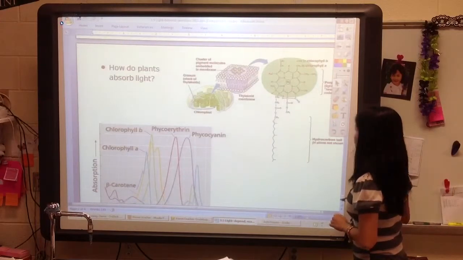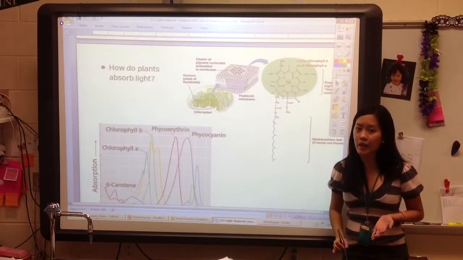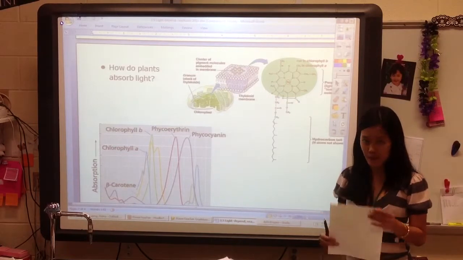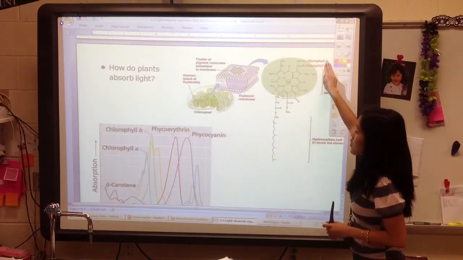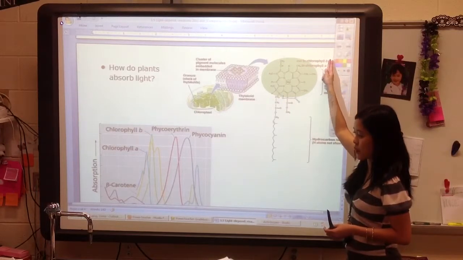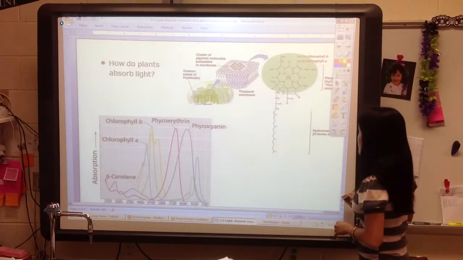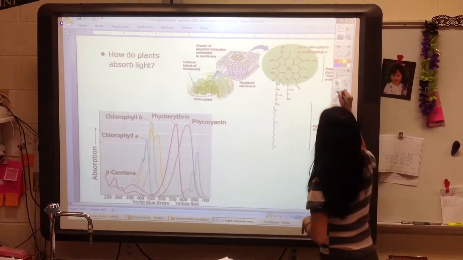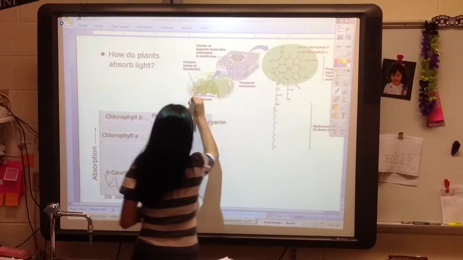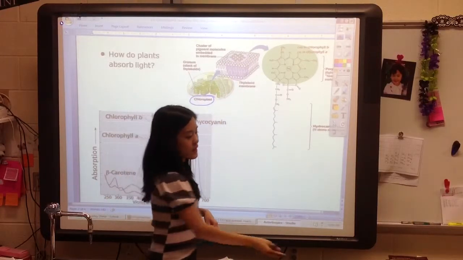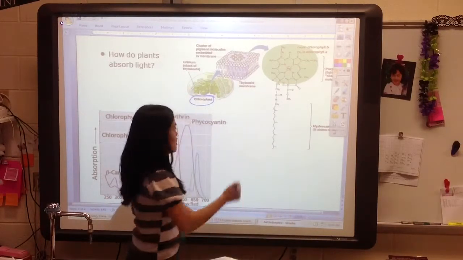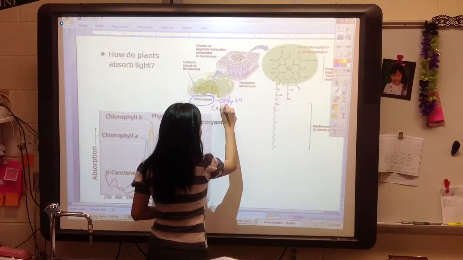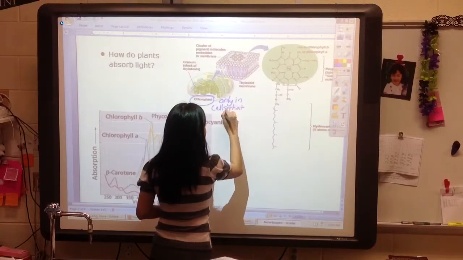Then we also talked about, well, how do plants absorb that light? Well, in plants, we have our pigments. Chlorophyll A and chlorophyll B, mainly, are the big ones that are actually used to absorb light. Where are those pigments found? Well, those pigments are found in the chloroplasts of cells that can actually absorb light. So only in cells that receive light.